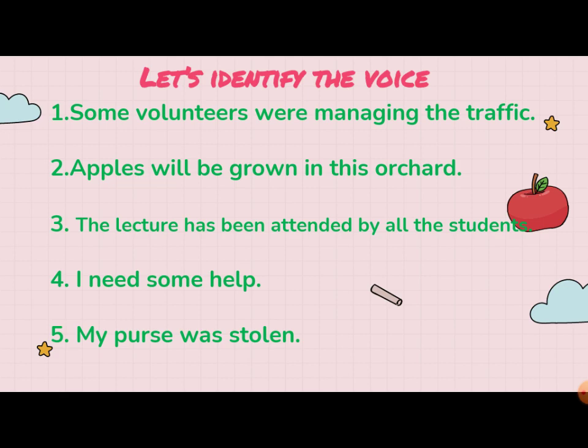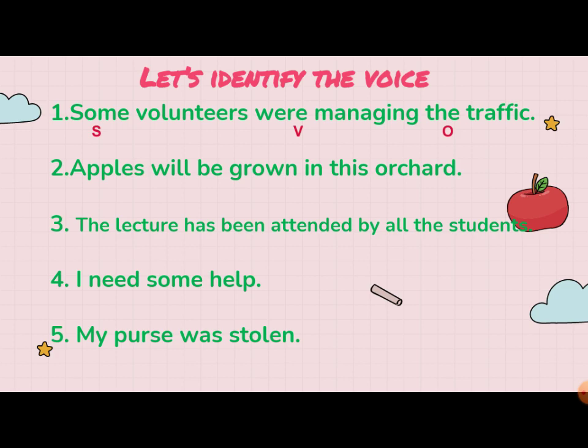Before you solve or identify the voice, identify the subject, identify the object, identify the verb. When you identify these three things, then remember the formula. If the subject comes before the verb, then it is an active voice. If the object comes before the verb, then it is a passive voice.